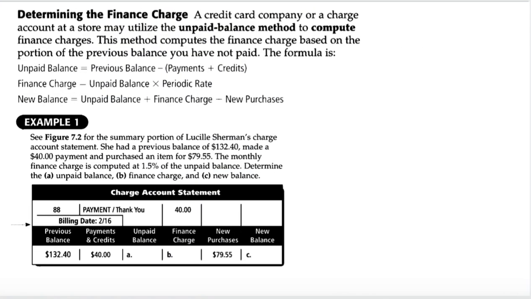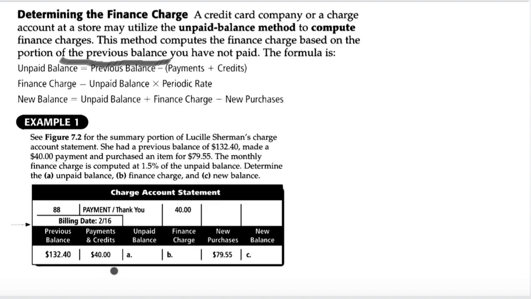Okay, so now moving on to finance charge. A credit card company or a charge account at a store may utilize the unpaid balance method to compute finance charges. This method computes the finance charge based on the portion of the previous balance you have not paid. Okay, so to find the unpaid balance, you're going to take the previous balance and subtract off the payments and credits. Then you'll take that unpaid balance and multiply by the rate. And then you'll take your unpaid balance, add the finance charge you just found, and then add the new purchases.